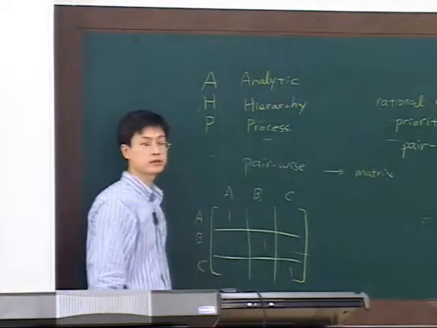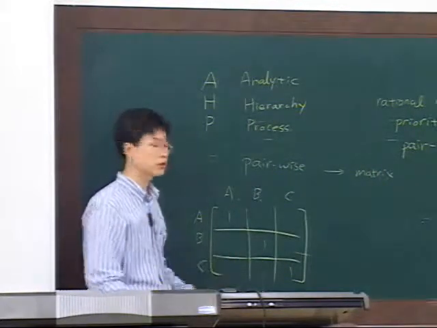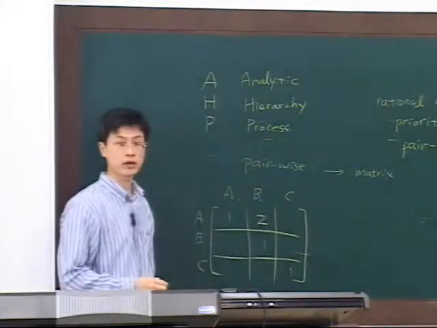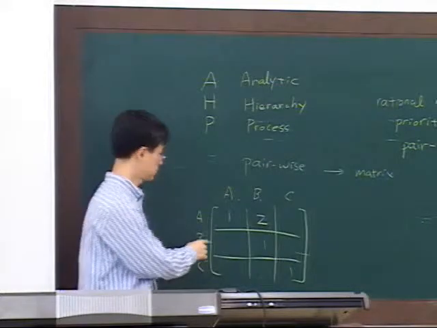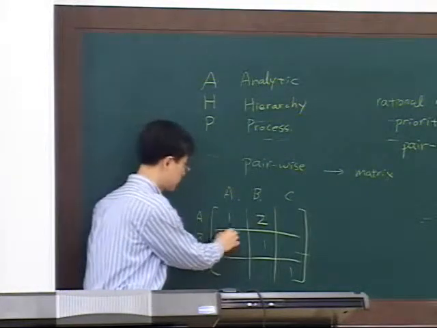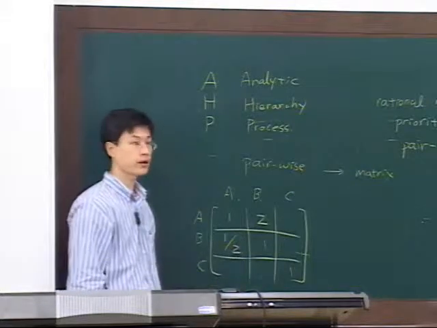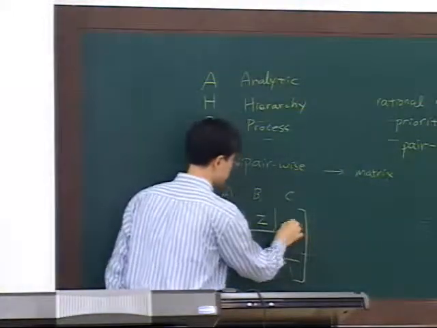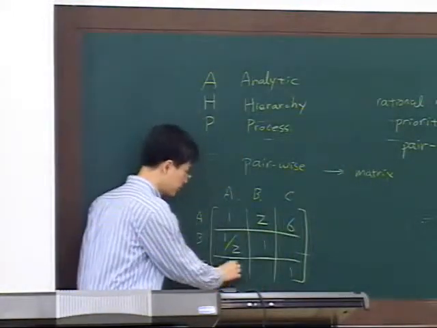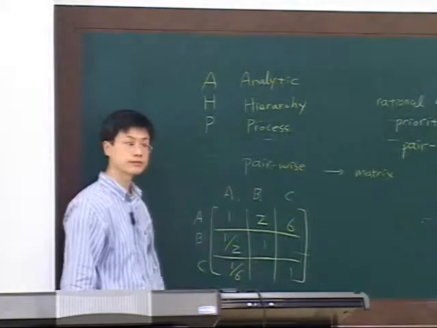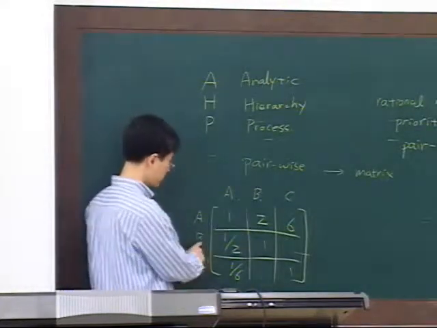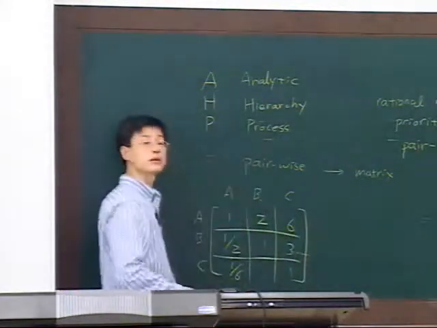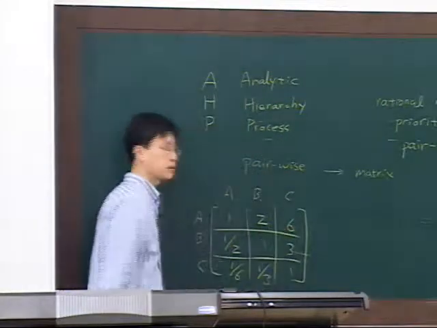A compared to B? Well, let's assume A is a little bit more important than B. Then it will be 1 over 2. Assume that A is really, really important, so it has a scale of 6. Then this one will be 1 over 6. Let's assume that B is more important than C by this much. Then it will be like that.